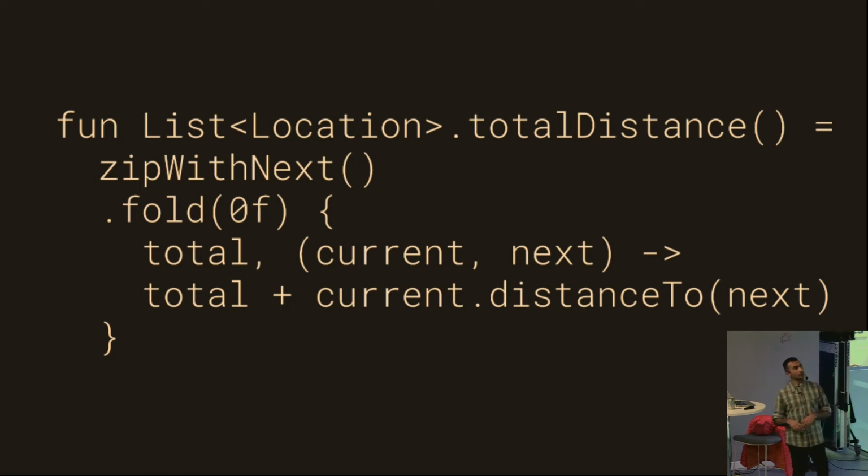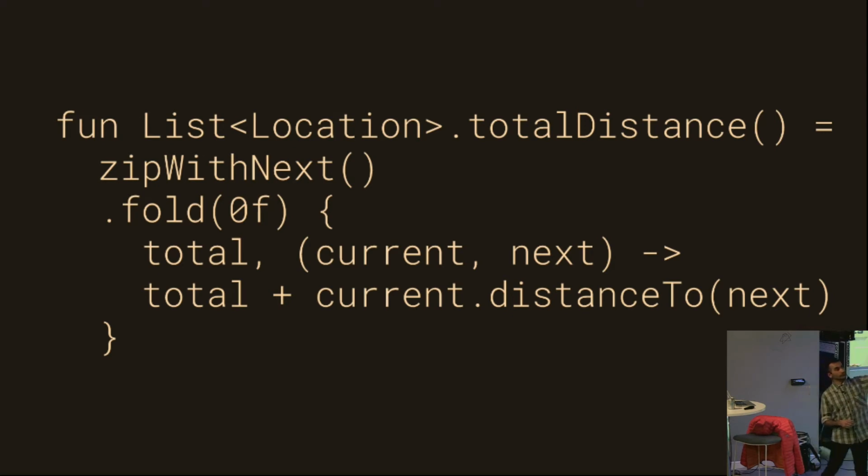So here's one that we have. Here's a function that extends lists of locations. So if we have a list of anything else, we can't call list.totalDistance. That won't work. But if we have a list of these location types, then the compiler makes available to us, and our IDE makes available to us this .totalDistance. So we can just do list.totalDistance, and then it will just run this.